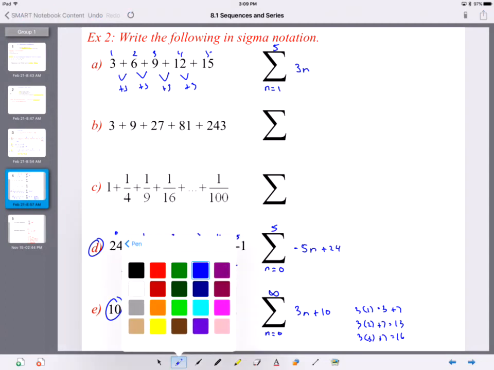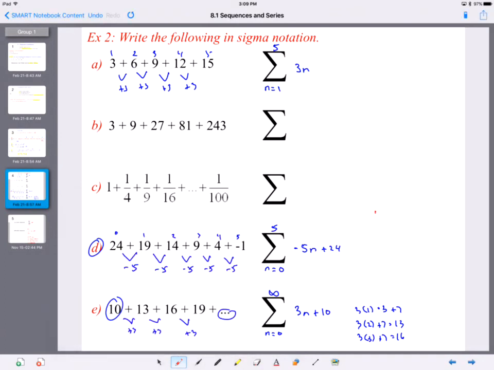All right, on B, we're looking at how do you get from 3 to 9? Well, yes, you add 6, but you don't add 6 repeatedly. On this one, you multiply by 3. So this is what we call a geometric sequence when you're multiplying by 3, or a common ratio. And so what do we do here? Well, repeated addition is multiplication. Repeated multiplication is exponents. All right. So the common ratio is 3.